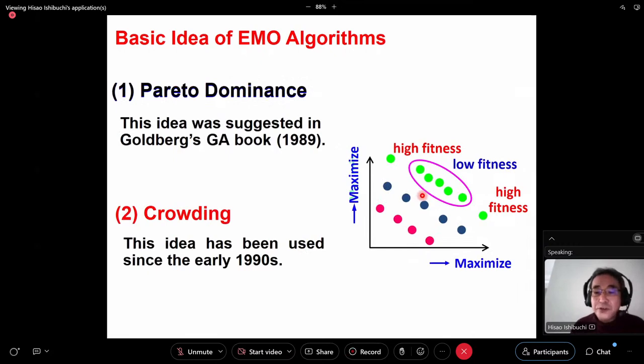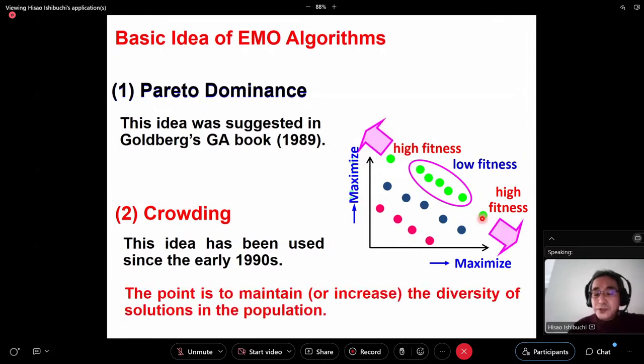This is called crowding or fitness sharing. The idea is to assign lower fitness values to solutions in crowded regions and higher fitness values to solutions in isolated, non-crowded regions. So in this figure, all of these seven solutions are non-dominated. So in the Pareto dominance relation, all of them have high fitness values, but among them, lower fitness values are assigned to solutions in the middle because they are in a crowded region. And higher fitness values are assigned to these two isolated solutions.